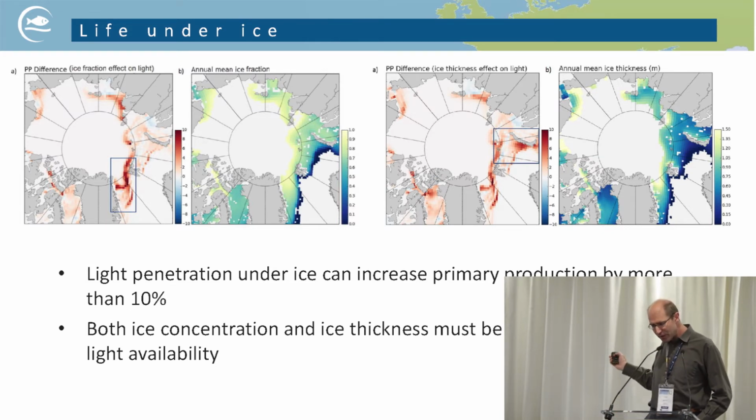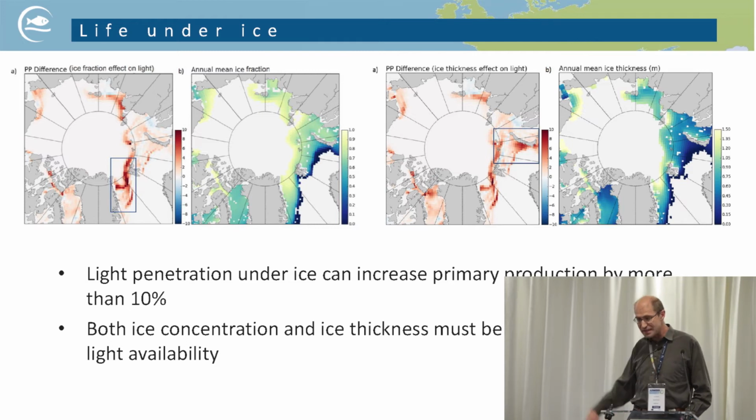Then the waves are also reaching the sea ice, and there are waves under ice to some extent. But before I go to that point, I need to mention that there is life under ice, and the light is going through the ice if there's low concentration or if the thickness is low as well. And you see here a simulation of how much that impacts the primary production. You see it can increase primary production by up to 10%. And 10% is important because there's a trend of primary production of 30% in a decade. So this shows that you must take both ice concentration and ice thickness into account when calculating light availability.